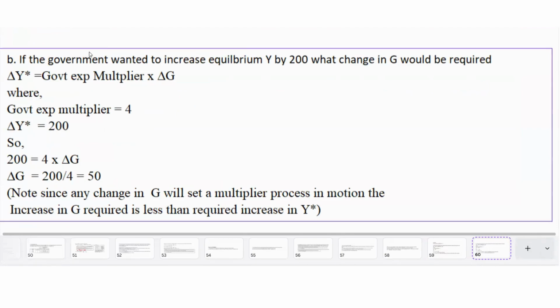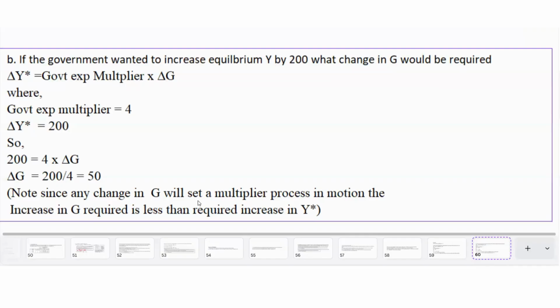What if the government wanted to increase equilibrium Y by 200? What change in G would be required? Again, we know that the change in equilibrium Y is the government expenditure multiplier times the change in G, where the government expenditure multiplier is 4. And here we want the change in equilibrium Y to be 200. So we can put this as 200, this is 4. And from here we can see that the change in G would be 50.